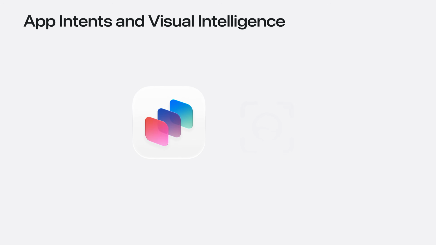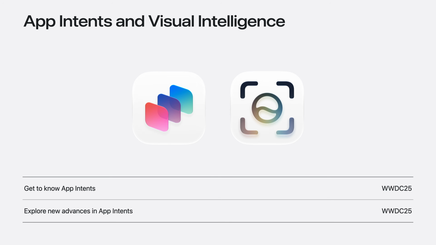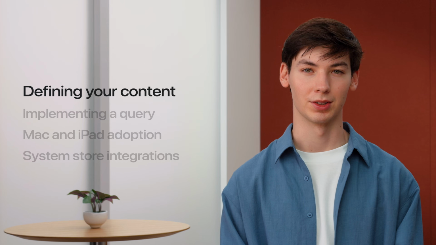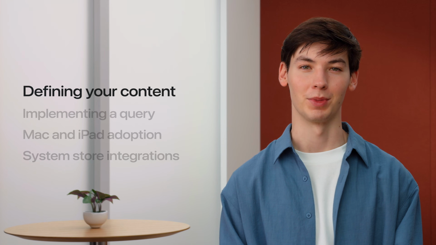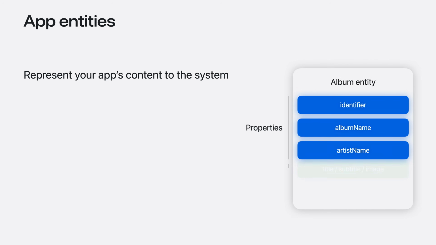Let's start with the basics of image search. Integrating image search leverages both the App Intents and visual intelligence frameworks. If you're new to App Intents, I'd recommend checking out these sessions from WWDC25. The first step to integrating image search is defining the content we want to return. We'll use app entities from the App Intents framework for this. App entities are the nouns within your app. In our app, I want our image search to first return visually similar albums, so I'll define an album entity.